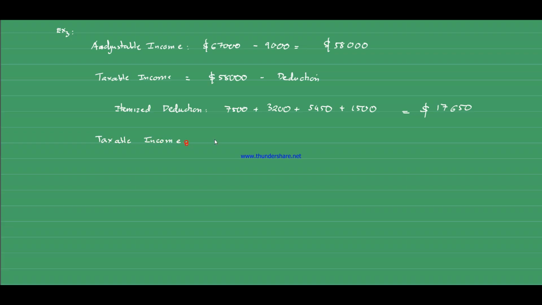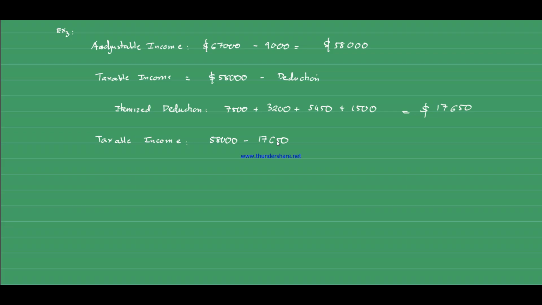Finally, we have the taxable income, which will be $58,000 minus 17,650. You see that if we don't include the 1,500 over here, we subtract a smaller number, so the amount of income the government taxes will be much more, and you'd have to pay more. But because we included it, the person would be paying less. Because it's a bigger deduction, the taxable income will be small, which means the tax will be small.